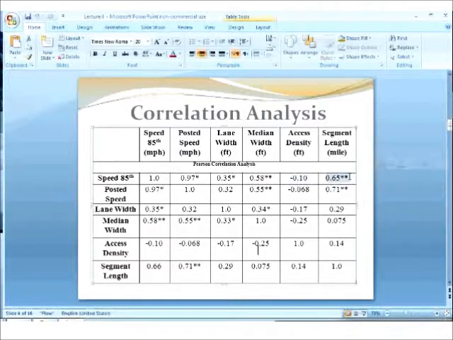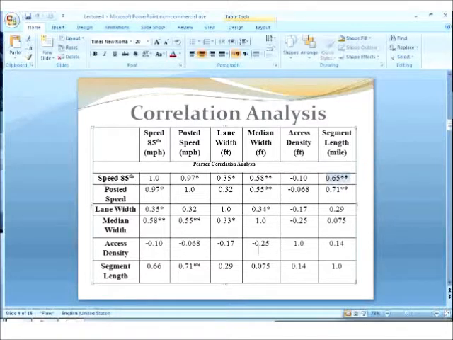Segment length. Segment length is actually the length of the roadway between two signalized intersections. So in other words, if I say that as the number of traffic signals on a roadway increases, the speed of the vehicle decreases. Or in other words, as the number of signals on the roadway decreases, or the length of the roadway without signals increases, the speeds of the vehicles increase, because the vehicles are not being interrupted by the red lights.